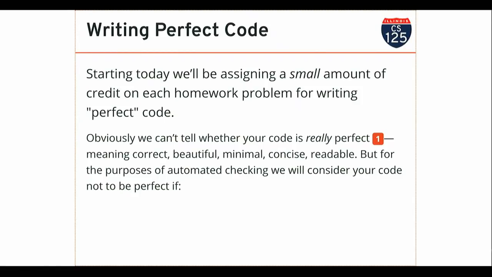So 10%, a tiny amount, for not just writing a correct solution, but writing a solution that we deem to be perfect. Now, that's a strong word, I know. I'm using it because I'm trying to incentivize you. Obviously, we can't tell if your solution is perfect. You'd have to show it to me or to one of the core staff before we'd be really willing to say that. It's possible you've used terrible variable names, or done other weird or unnecessary things that we can't detect. But there are some problems with your correct code that we can detect and that we are going to start taking points off for.